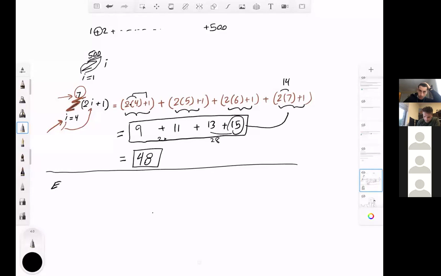So, example: sigma of (2i minus mu) squared, i starts from 1 and goes to 3. Evaluate this when mu equals 2.